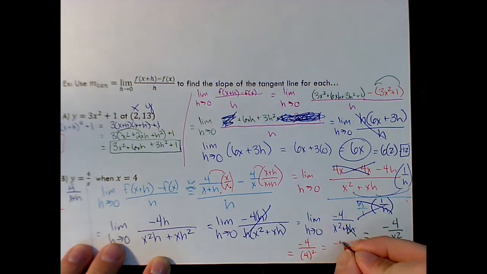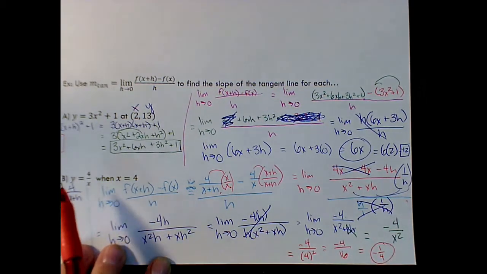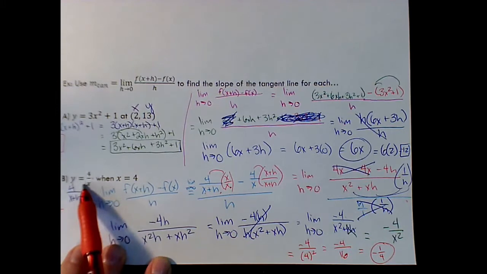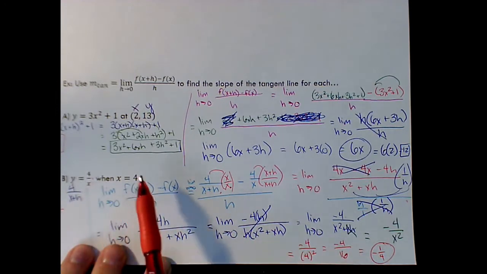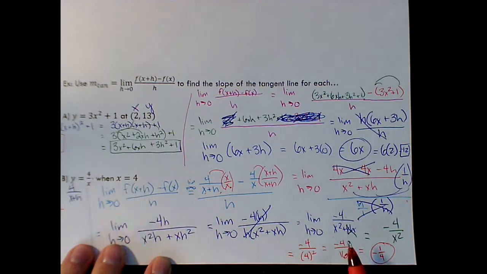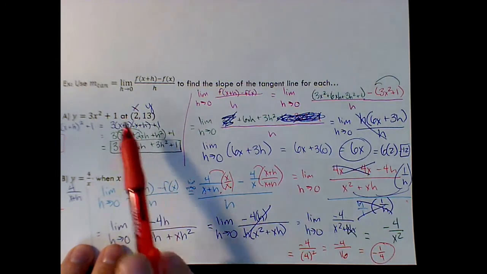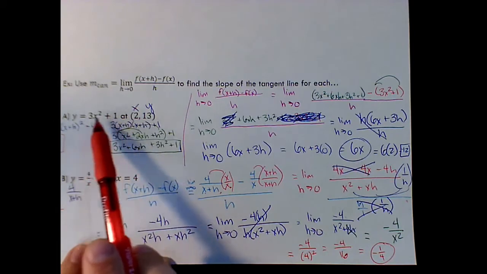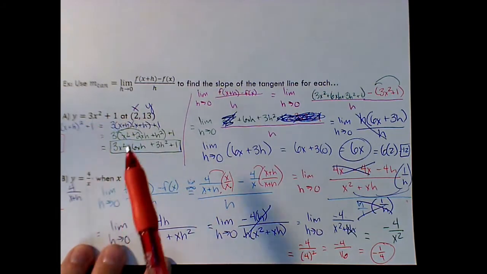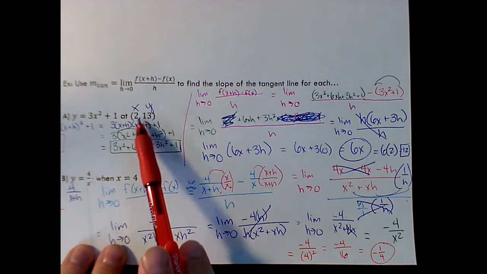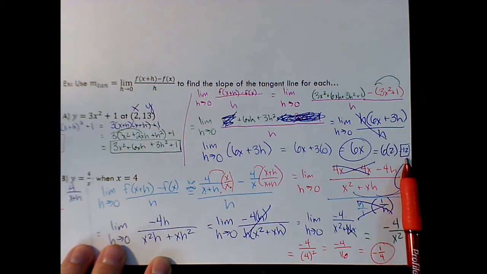It's going to be negative 4 over 16, which ends up being negative a quarter. So what this means is if I were to graph that equation right there, the slope of the tangent line when x equals 4 is going to be negative 1 over 4. Similarly, if I were to graph that one, which is a parabola, the slope of the tangent line at the point 2, 3 is going to be 12. Regular 12. I know that looks like negative 12, but that's supposed to be part of an equal sign.